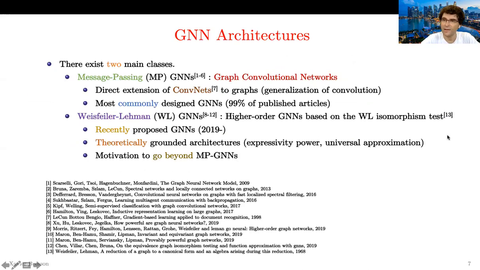So there exist two main classes of GNNs. The first one is message passing GNNs. I also call them graph convolutional networks because they are a direct extension of convnets from images to graphs. And they are today the most commonly designed architectures. Then we have Weisfeiler-Lehman GNNs. They are GNNs based on the isomorphism test. They are a recently proposed architecture from 2019. They are theoretically grounded with expressivity power and universal approximation, and their motivation is to go beyond message passing GNNs.